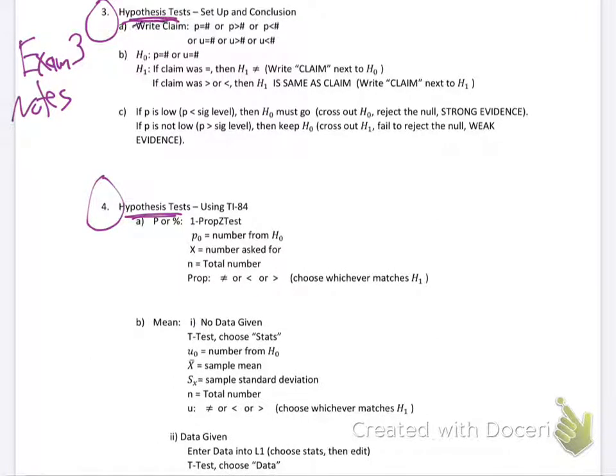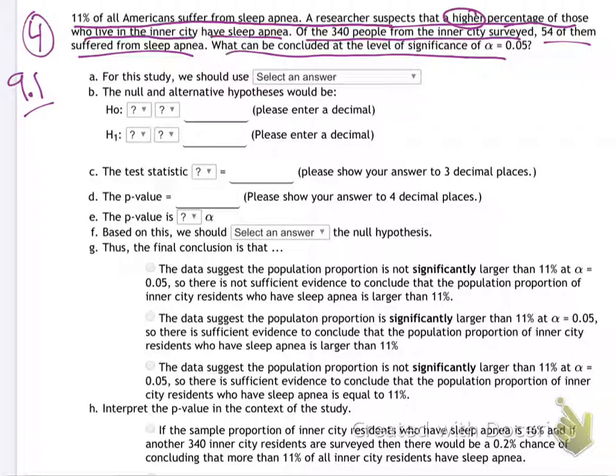Specifically, here's where hypothesis tests start, on number 3 on the exam 3 notes. It says, first off, that you need to write the claim. That's going to be P equals a number, greater than a number, or less than a number. Let's go back to it. So let's write the claim.